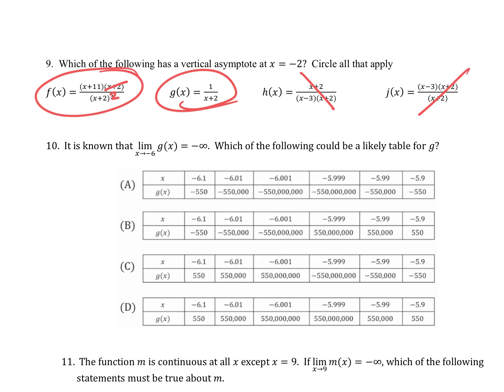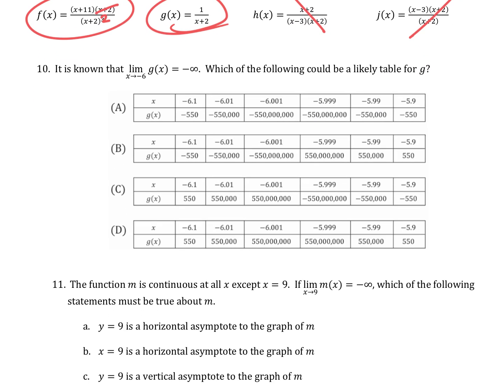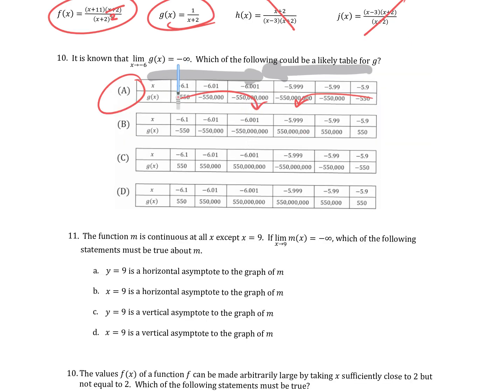Okay, let's take a peek at this table. It is known that this limit as x approaches -6 is negative infinity. I'm going to give you guys a second. Give it a shot. As we're approaching -6, from the left and the right, which y values are going down to negative infinity? A. Agreed. They're going down real quick. B is not in the running because they specified that it has to be going to negative infinity.